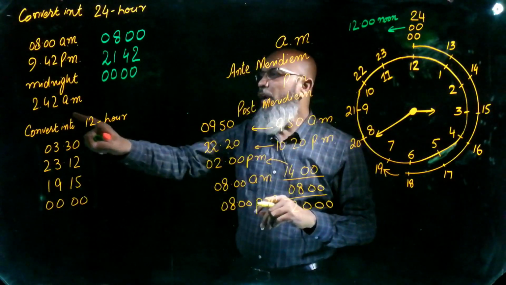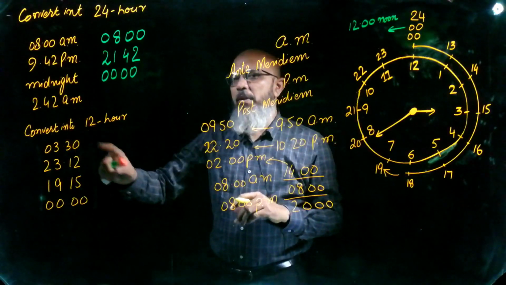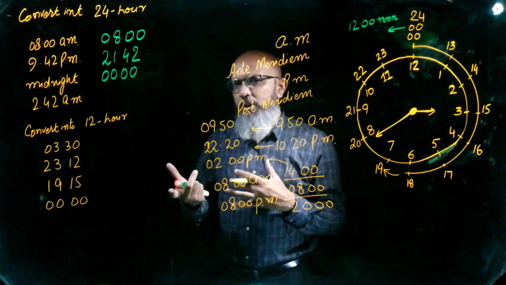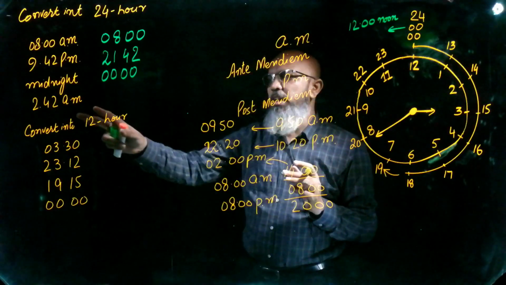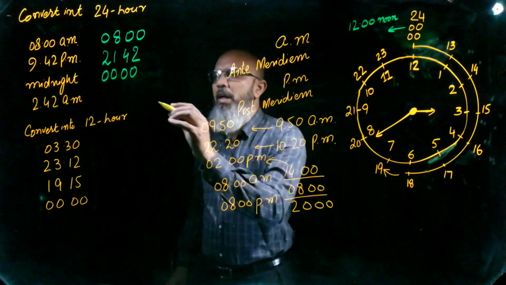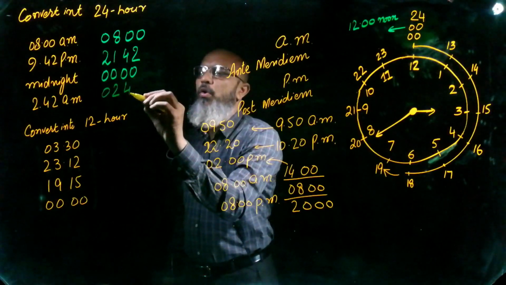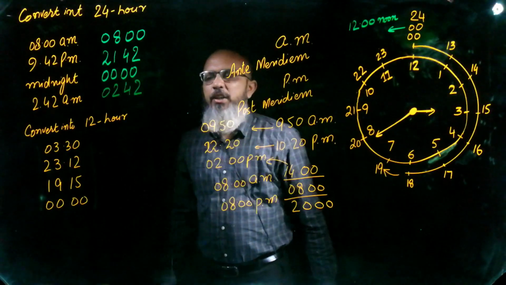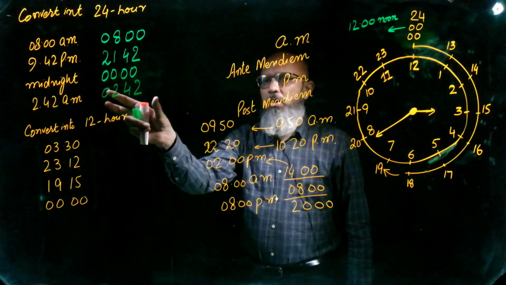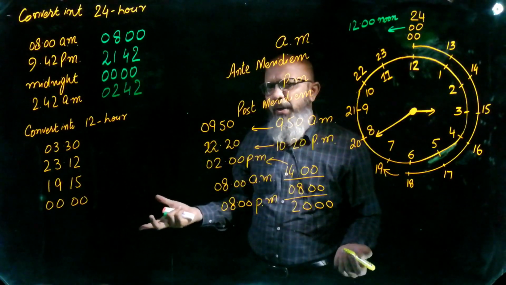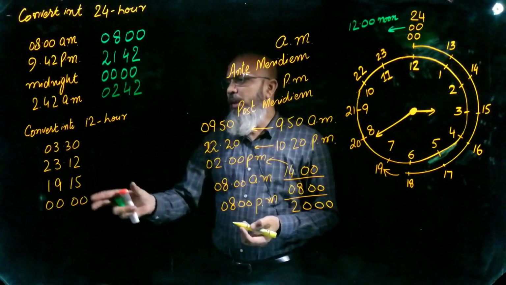So clear. So now next one is 2:42 AM. So either we will add or subtract? No, we will not add anything. Simply we will remove the AM timing. So what is your answer? That is 0242. That is your 24-hour clock. So it's very easy. So now come to the next one.